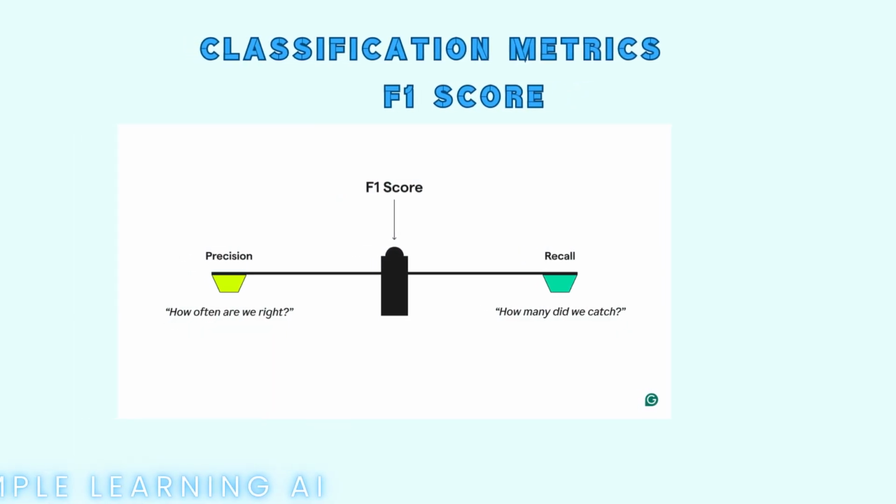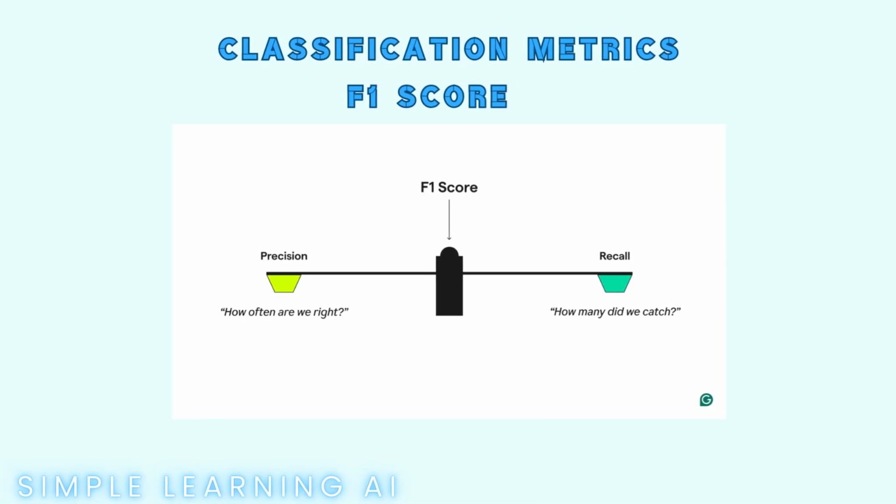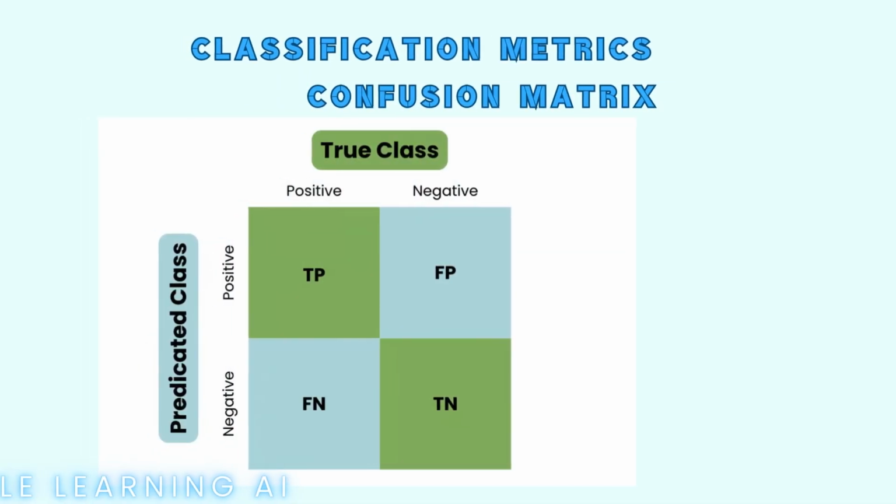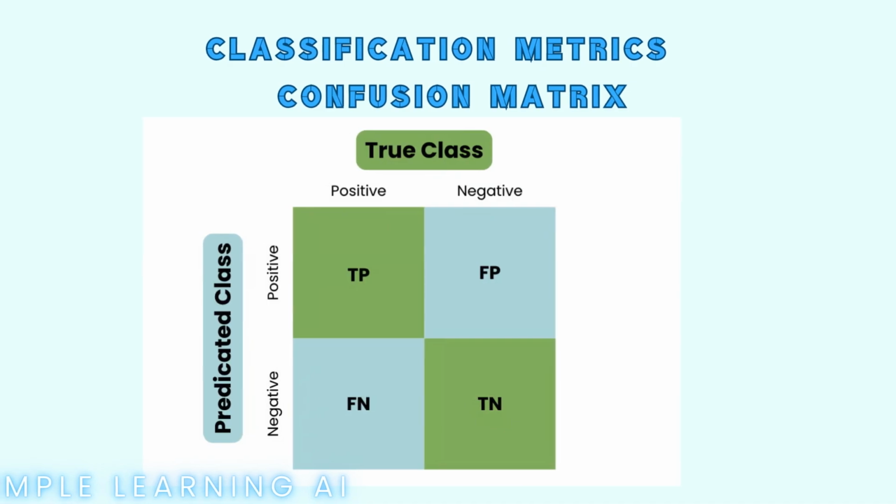F1 score. The balance between precision and recall. Useful when you need both high precision and high recall. It's the harmonic mean of the two. Confusion matrix creates an n by n matrix, where n is the number of classes or categories that are to be predicted.